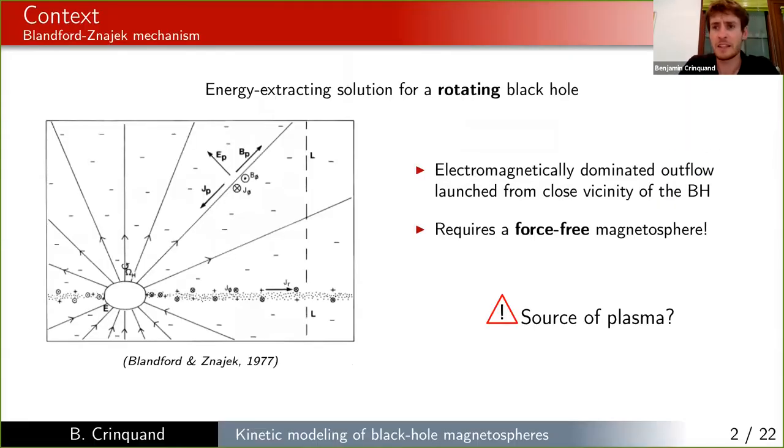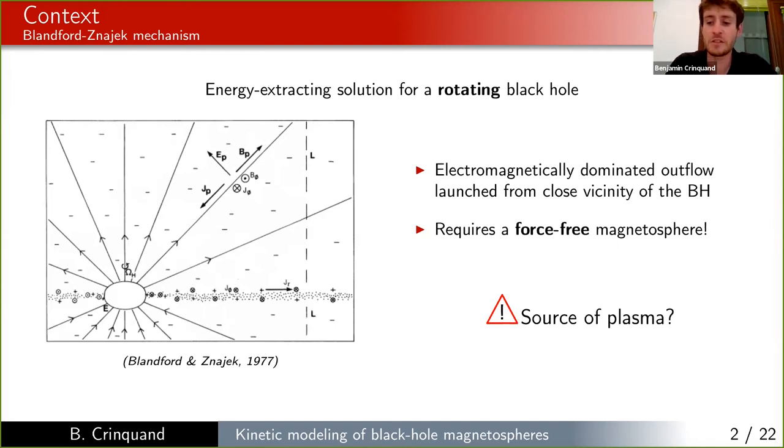So first, let me come back a little bit to the motivations. One of the main motivations for studying black hole magnetospheres is to understand how energy can be extracted from black holes, and thereafter how this energy can be transferred and converted to the jet or to gamma-ray flares. One of the most promising ways to do so has been proposed by Blandford and Znajek. This is the Blandford-Znajek solution, and this is the way to tap energy from a rotating black hole.